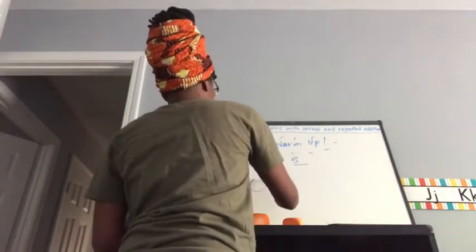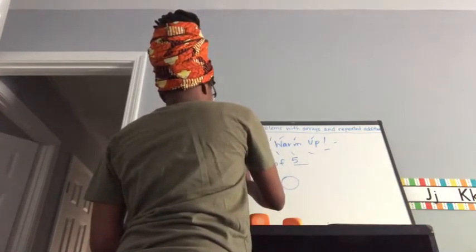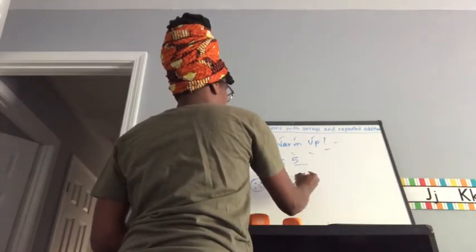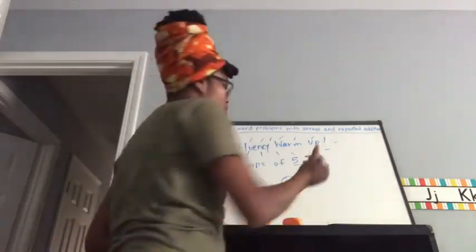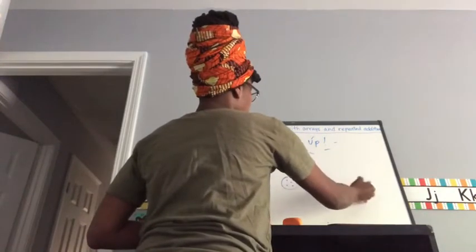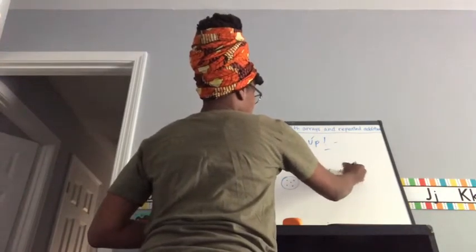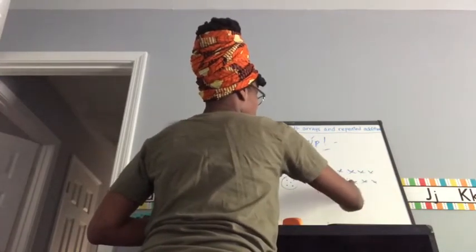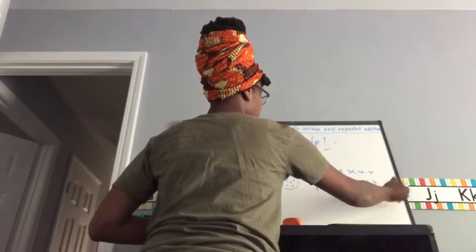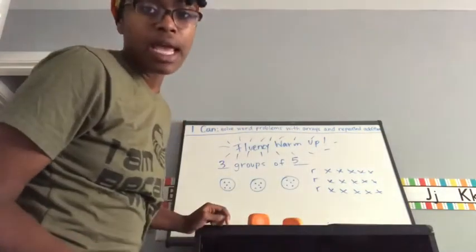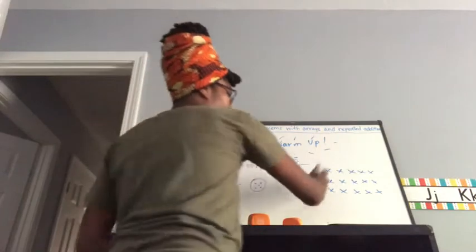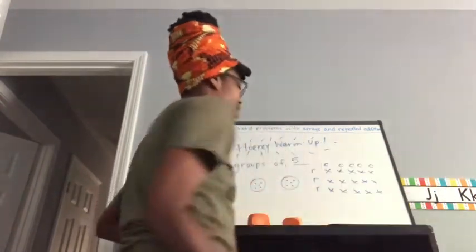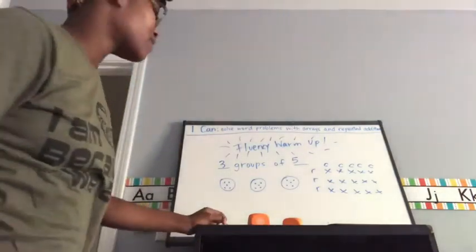So I'm gonna have 3 groups and put 5 in each. This time I'm gonna make 3 rows. 1, 2, 3, and put 5 in each row. 1, 2, 3, 4, 5. 1, 2, 3, 4, 5. So how many columns do I have? I have 3 rows. How many columns do I have? 1, 2, 3, 4, 5. I have 3 rows and 5 columns.